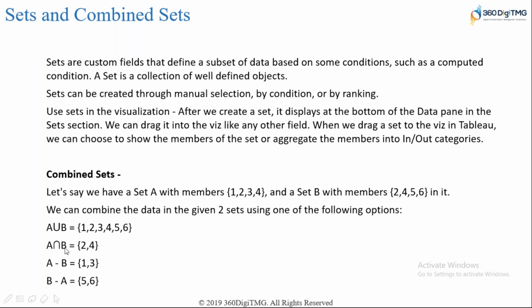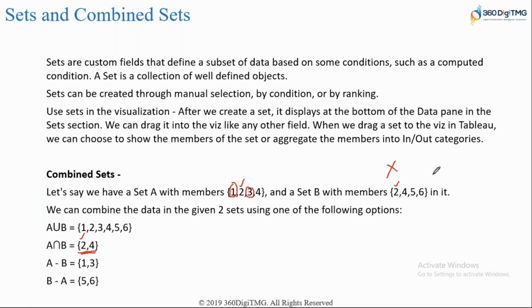You can have A intersection B. A intersection B means only the members that are present in both A as well as in B. Shared members, common members. So 1 is here but not here, so it did not come up in the result. So intersection means shared members. 2 is here and 2 is here, so it is a shared or common member present in both the sets. So 2 is there in the result.